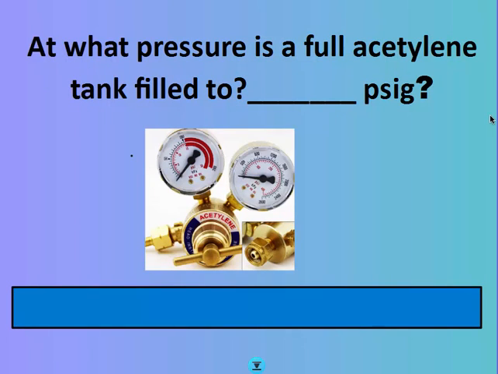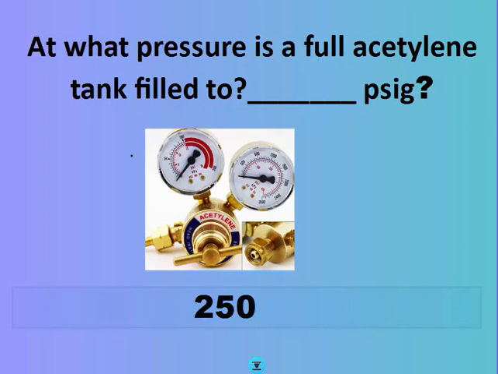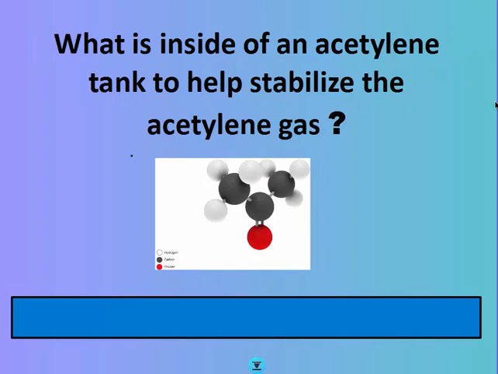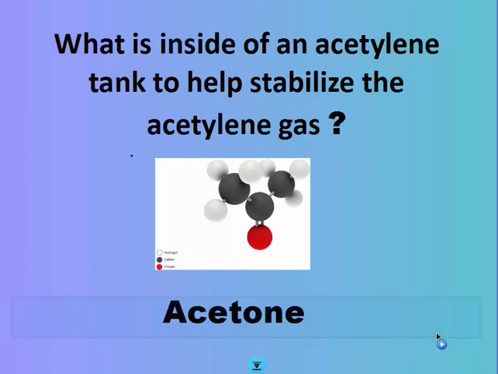At what pressure is a full acetylene tank filled to in PSIG? The answer is 250. What is inside of an acetylene tank to help stabilize the acetylene gas? The answer is acetone.